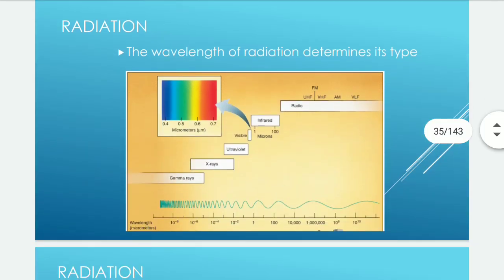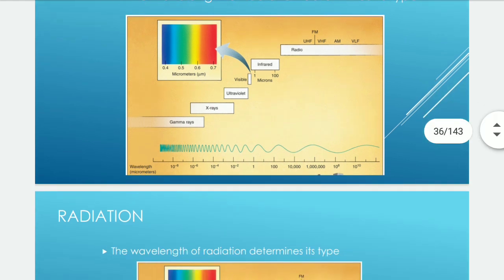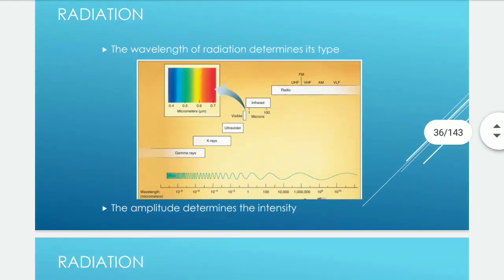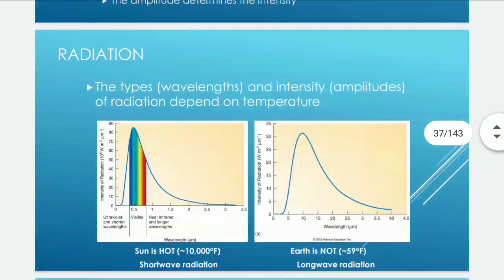Radiation, the wavelength of radiation determines its type. This is the UHF, VHF, AM, VLF, infrared, visible, ultraviolet, X-ray. This is the wavelength in micrometers. Radiation, the amplitude determines the intensity. The types, wavelength, intensity, amplitude of radiation depend on temperature.